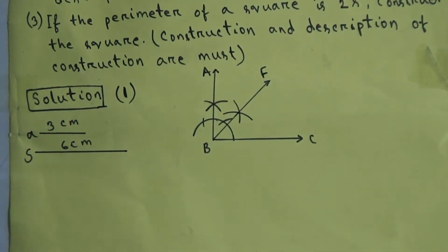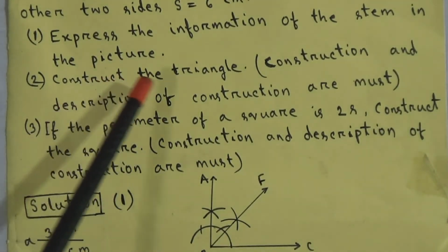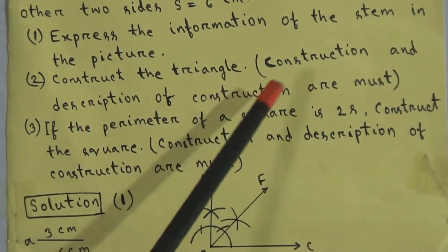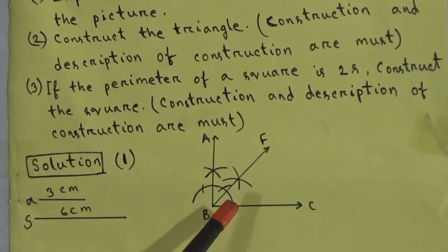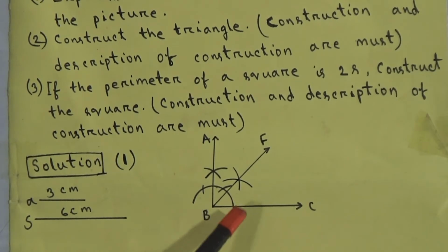We have already solved number 1, now we will solve number 2. Sorry, we have solved one number, now we will solve 2 number. Here the question is, construct the triangle. We have to construct the triangle which base is 3 centimeter and the sum of other 2 sides is 6 centimeter and one angle which will be the base adjacent angle and its measurement is 45-degree.